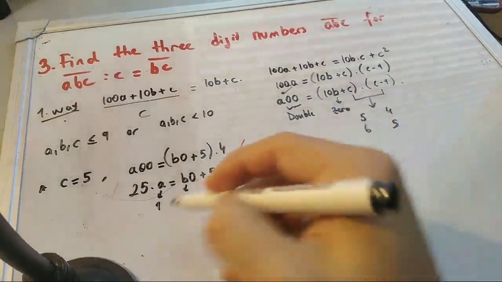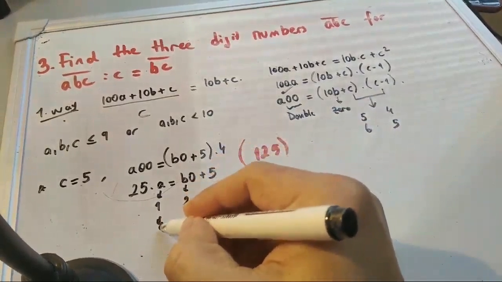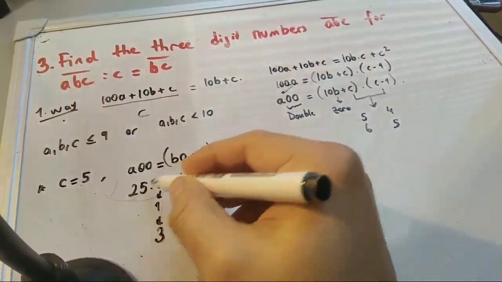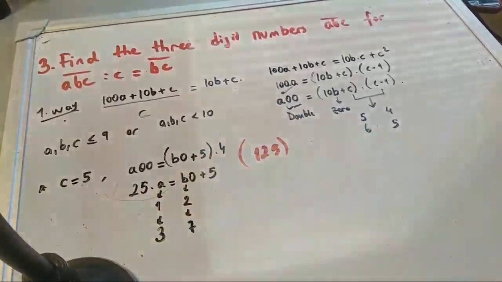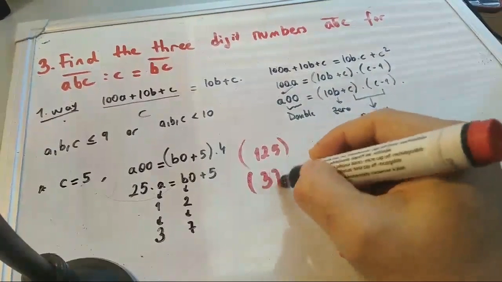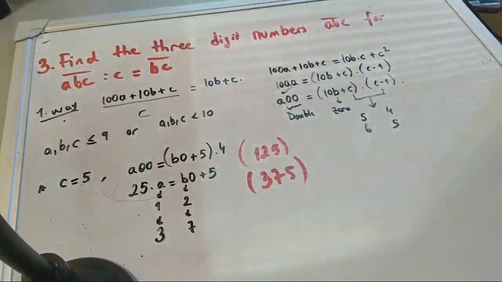The first is 1 and 2. And the second is A is 3. 25 times 3 is 75. And B is 7. Yes. For C is 5, that's a contradiction. Yes, you're right. So 125 and 375.